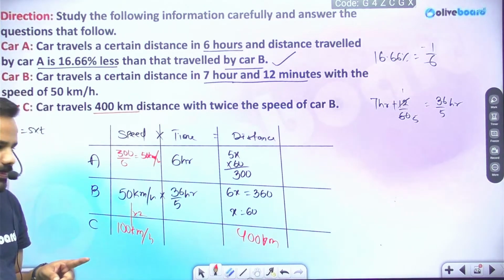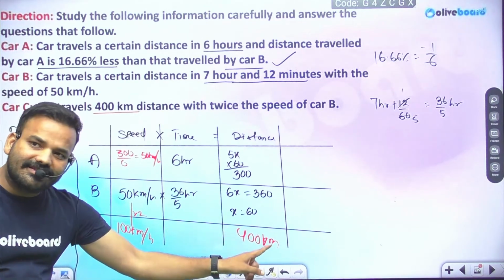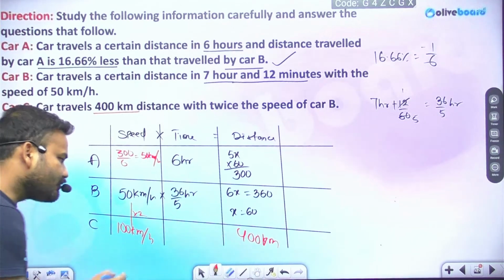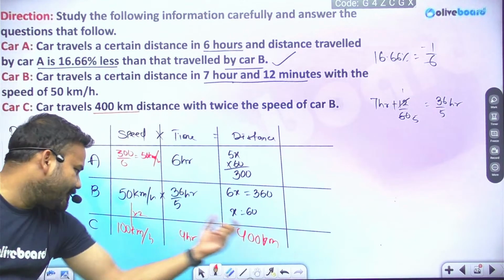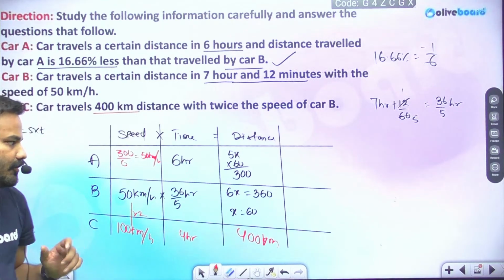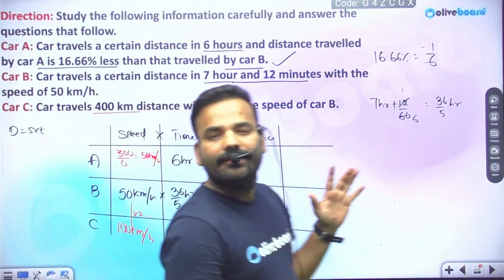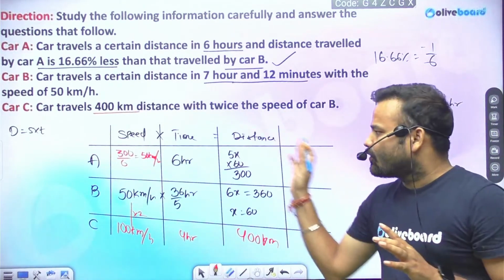Twice the speed. So 400 km is the distance, 100 is the speed. So what would be the time? The time will be 4 hours. 400 by 100 is what? 4 hours. So every value is evaluated. I have calculated all the values.